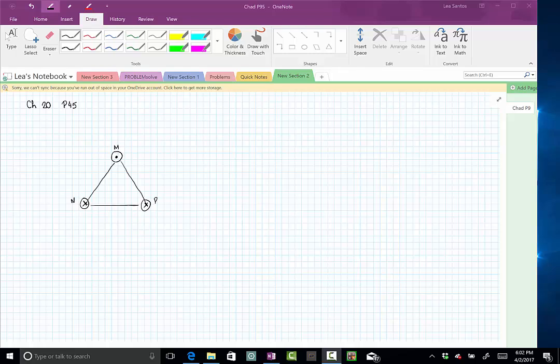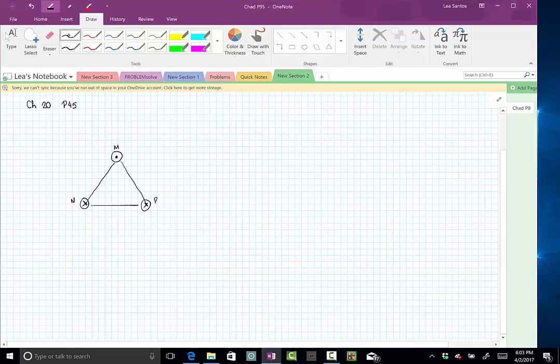So this is problem 45 of chapter 20 of Giancoli 6th edition. So we have these three wires in this triangle. They all have currents, but not all in the same direction. And what we want to know is the magnetic force per unit length on each wire caused by the other two.